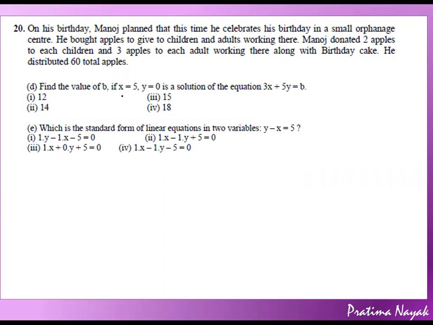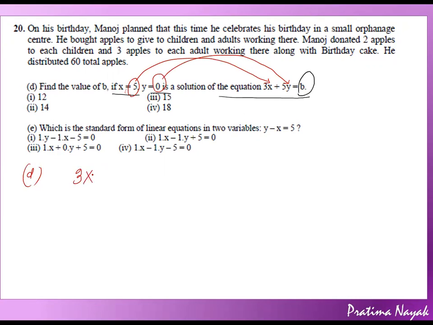Next, x is equal to 5 and y is equal to 0 is a solution of this equation. You have to find the value of B. Put x is equal to 5 and put y is equal to 0 in this equation. Find B for part D. So it will be 3 into 5 plus 5 into 0 is equal to B. So B is equal to 15. 15 is the answer. So for part D, third is the answer.